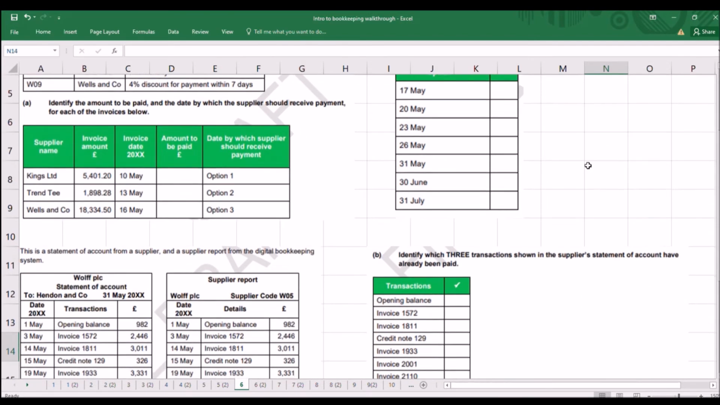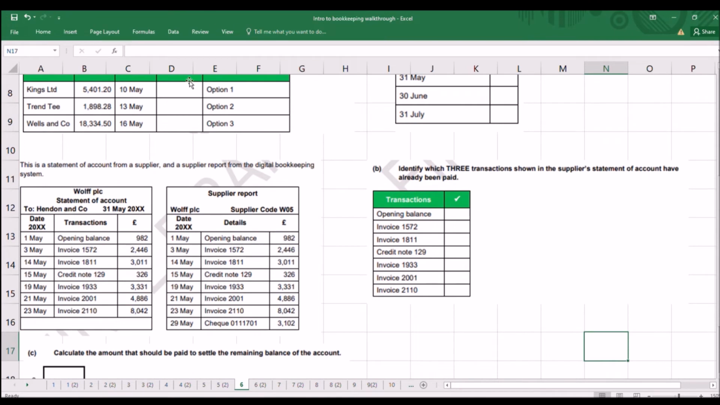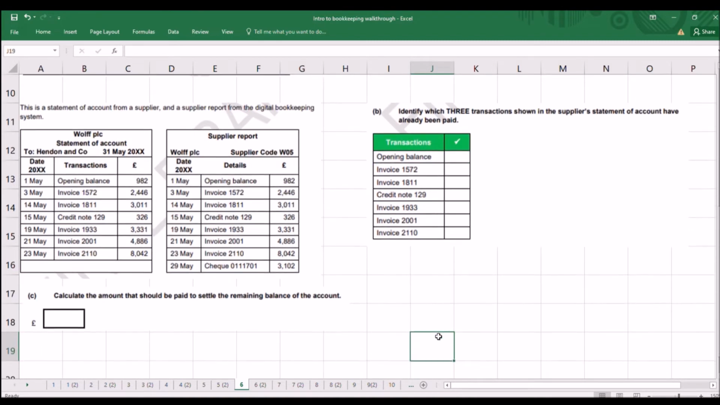And then B, we've got a statement of account from the supplier. So the supplier is saying what we owe them. And we've also got our supplier report, what we think in our purchase ledger we owe them. So we're going to work out what we've already actually paid to them. We've got this check at the end, so we can see what we've been paying, and then calculate the amount that should be paid to settle the remaining balance of the account. So that's what we've got. I'll pause there, and now I'll do the answers.